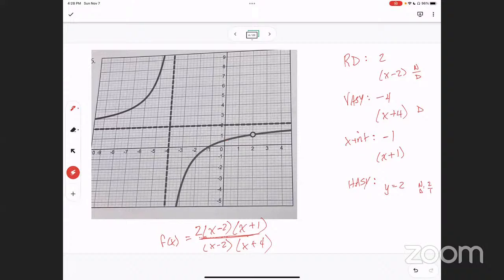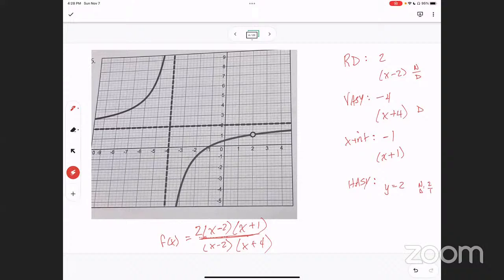And how about if I plug in 2 for my RD? I'm just checking. If I plug 2 in here, remember these are canceled. If I plug 2 in here and here, I get 3 over 6 times 2. 3 times 2 is 6 over 6, which is 1. So it actually worked out. See how that works?